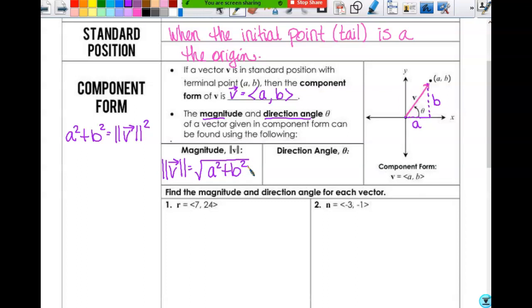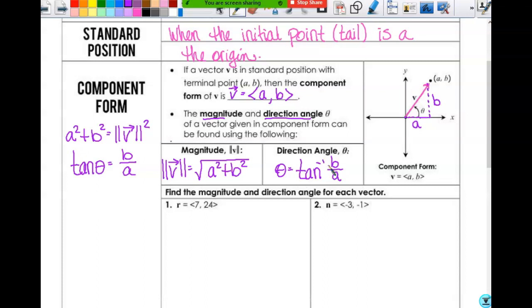This angle right here, if I know A and B, that's the opposite and the adjacent. So I know that the tangent of theta equals the opposite, which is B, over the adjacent, which is A. That means that theta is the tangent inverse of B over A.